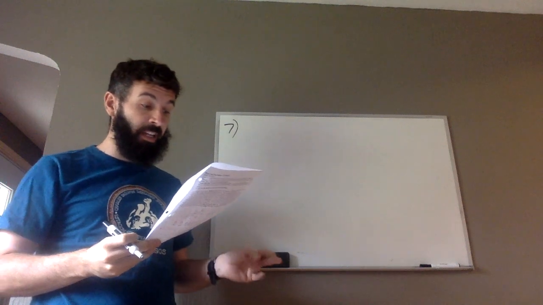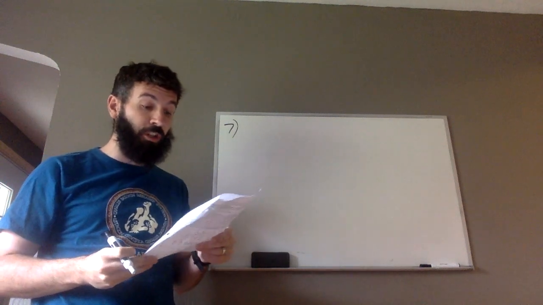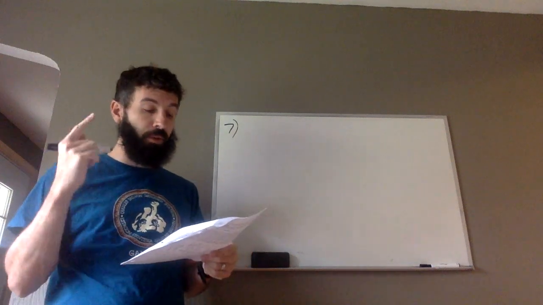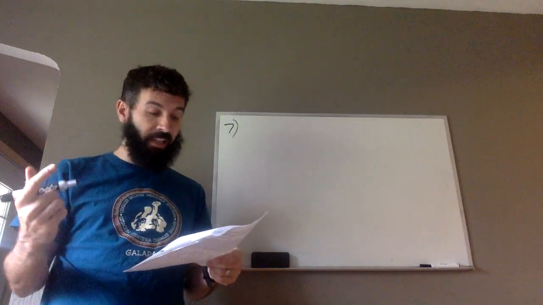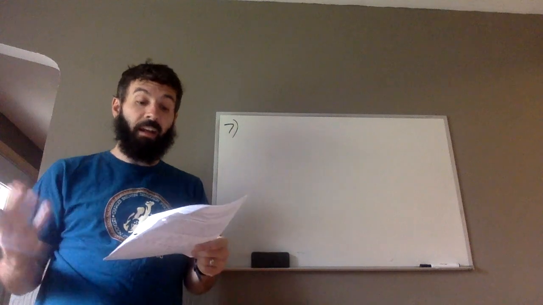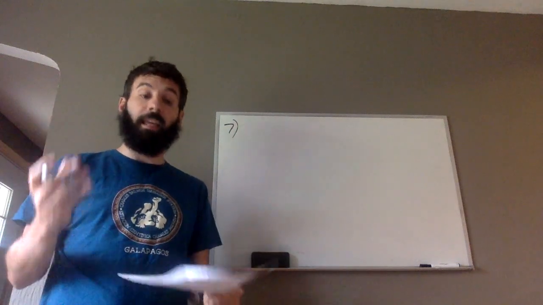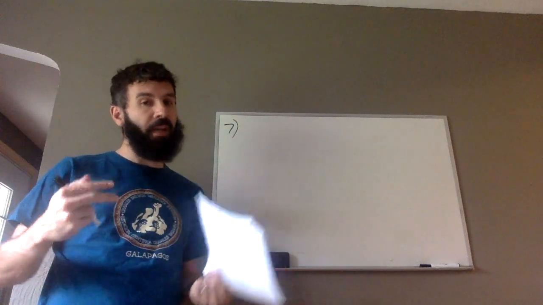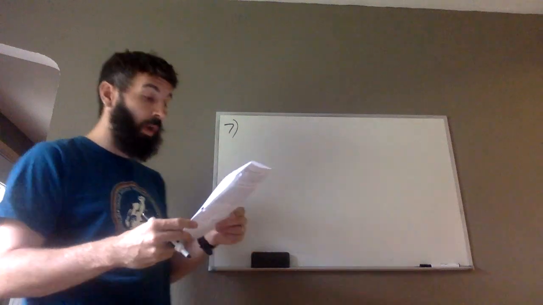Okay, number 7, it says, based on the information in the table below, which man could not be the father of baby Bill? So they give you the mother's blood type, the baby's blood type, and then three men. Basically, which one cannot be the father? So 2 of them have the possibility to be the father, 1 does not.